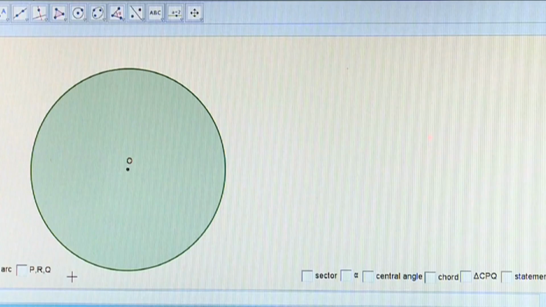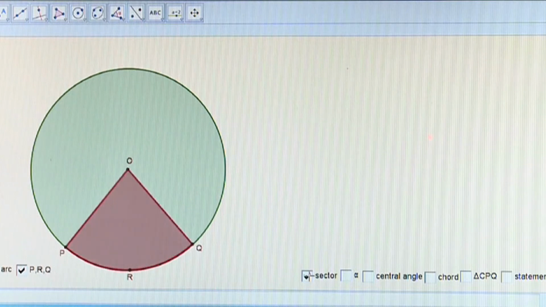Dear learners, now we are going to learn angles in a circle. Consider a circle with center O. Draw an arc PRQ. Join the end points of the arc, P and Q, to the center of the circle. You will get an angle POQ. This angle POQ is known as central angle.